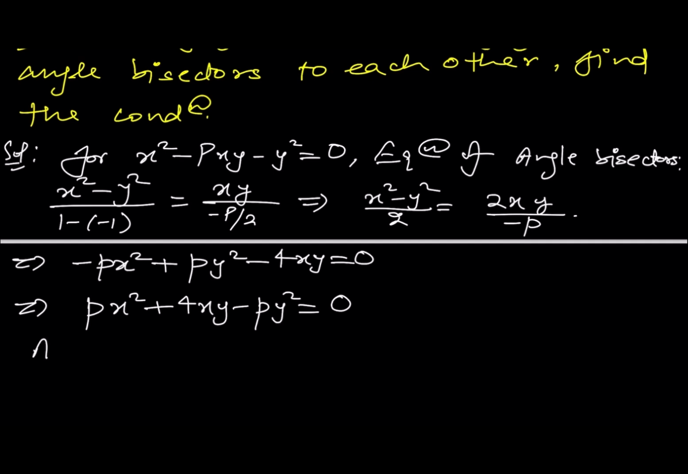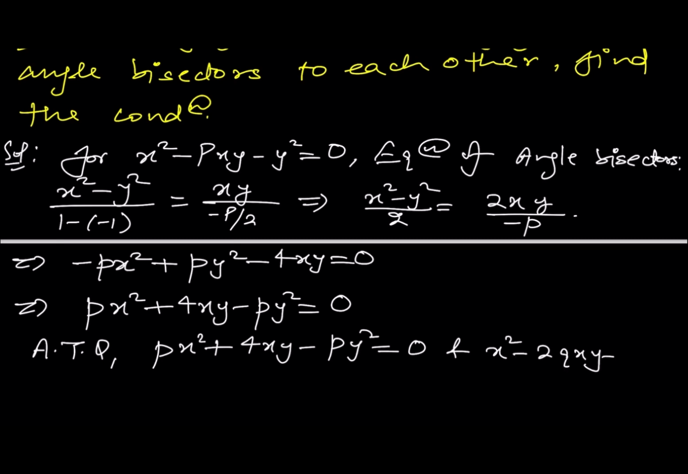Now also according to question, px square plus 4xy minus py square is equal to 0, and other pair is given, which is x square minus 2qxy minus y square is equal to 0, are identical. Why they are identical? Because it is given in the question that one pair is angle bisector for the other. So these two pairs must be identical.